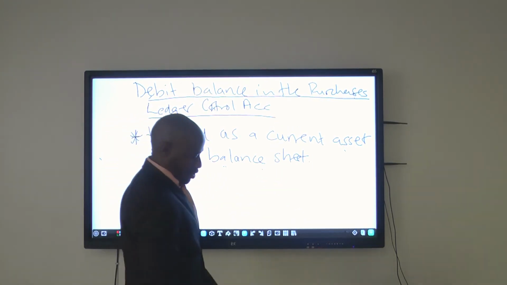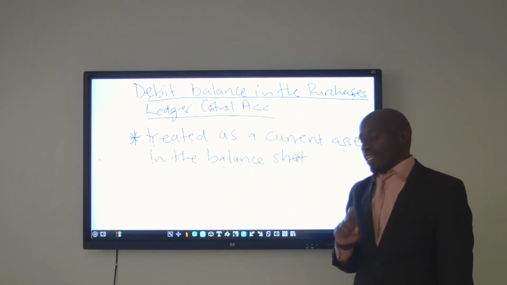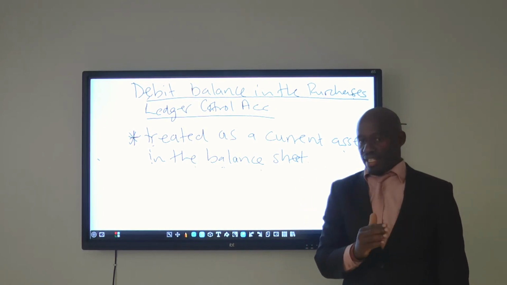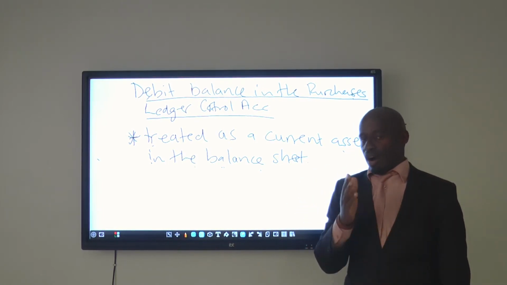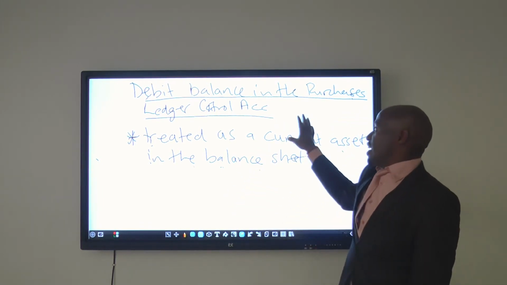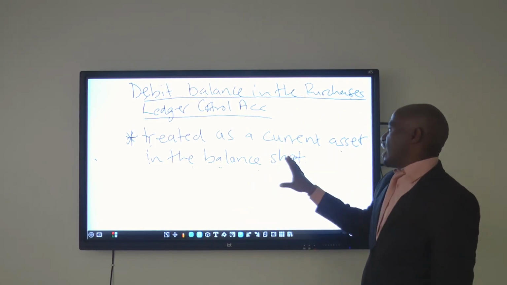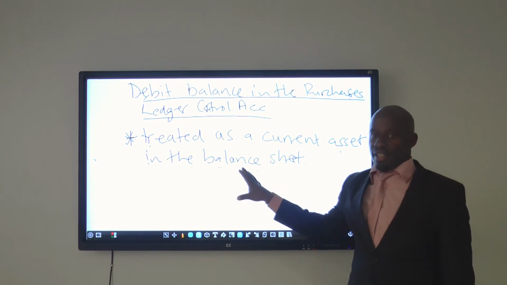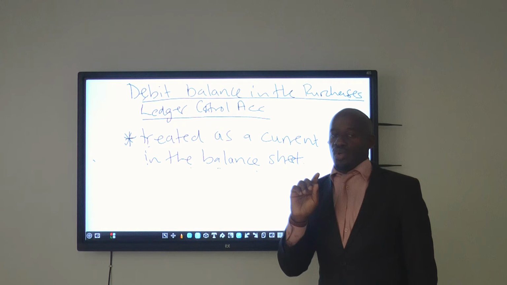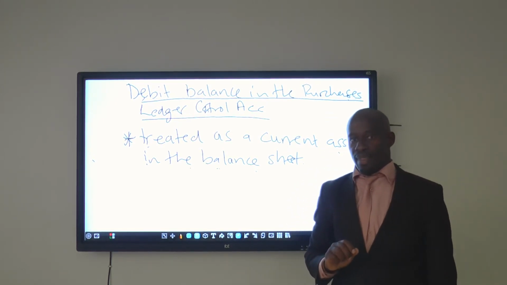Right. So what have we done so far? We have looked at a credit balance in the debtors ledger control account, and we said it is a current liability. How does it arise? We've explained. We also looked at the debit balance in the purchase ledger control account and how it is treated maybe in the balance sheet. Right. What we now want to do is to do a typical examination question.